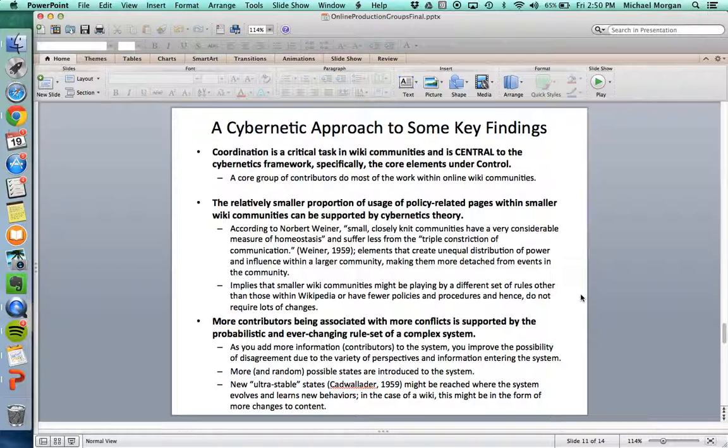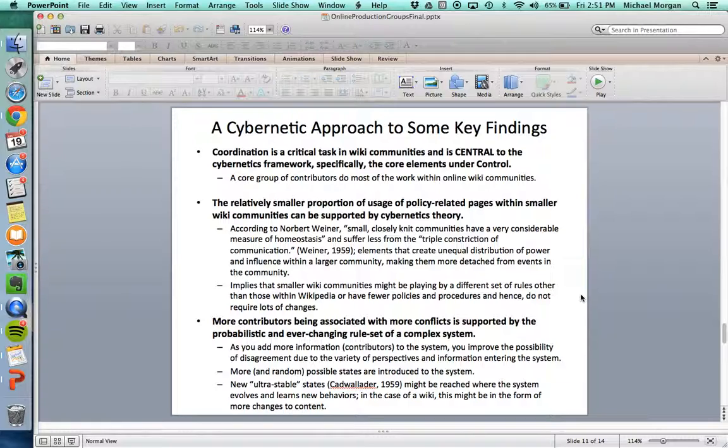And then the other finding, the relatively smaller portion of usage of policy-related pages within the smaller wiki communities, I also think can be supported by cybernetics theories. According to Wiener, in his book Cybernetics, small, closely knit communities have a very considerable measure of homeostasis or stability, and they suffer less from the triple constriction of communication. Basically, what he's saying is that these smaller wiki communities are almost more stable because they might be playing by a different set of rules. In other words, they may not even be following the policies and procedures and are almost self-governing. And perhaps they're so small that they don't require a lot of changes.